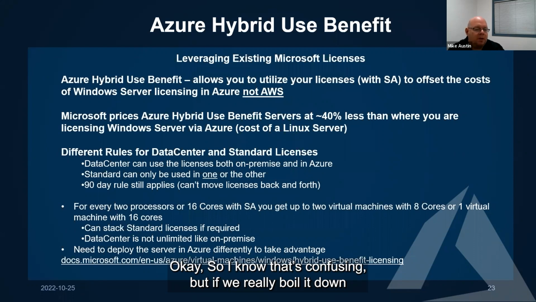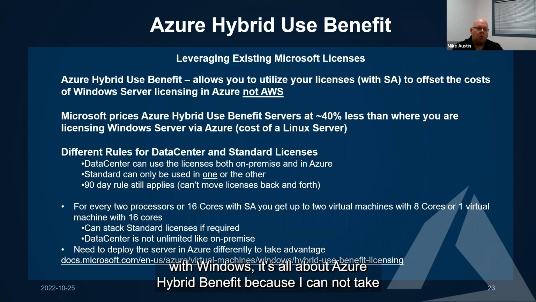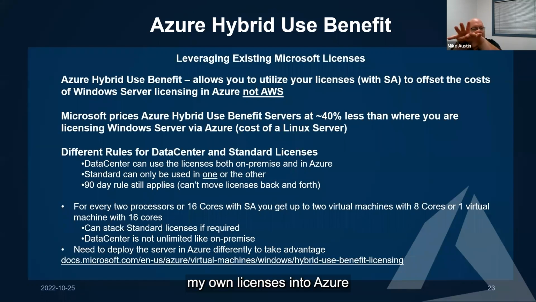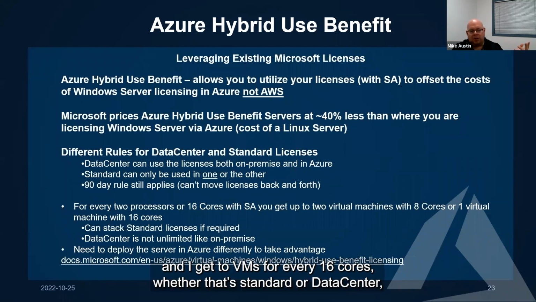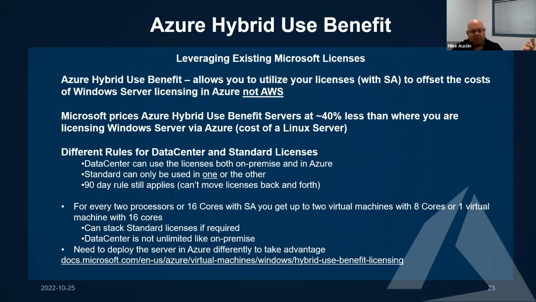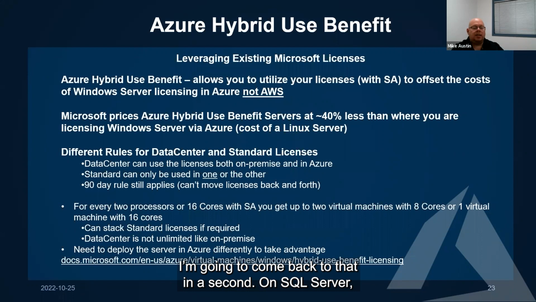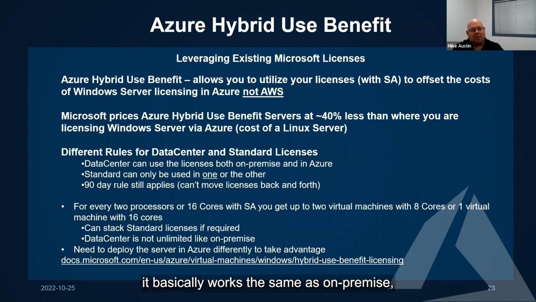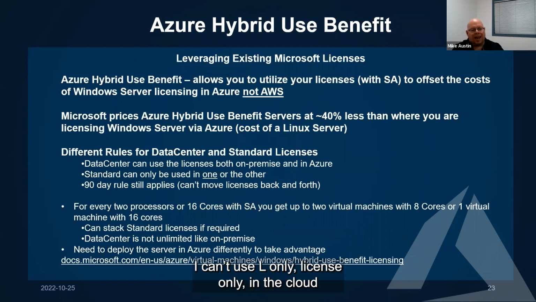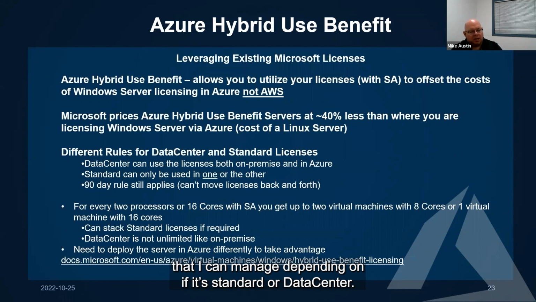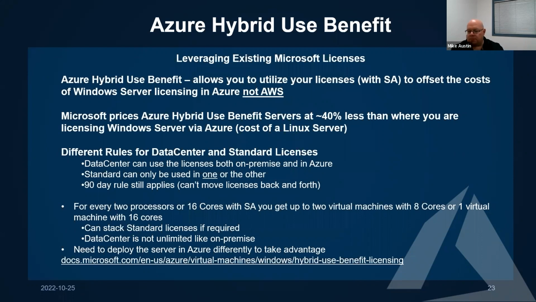Okay, so I know that's confusing, but if we really boil it down, with Windows, it's all about Azure Hybrid Benefit because I cannot take my own licenses into Azure, and I get 2 VMs for every 16 cores, whether that's Standard or Datacenter. And I'm going to come back to that in a second. On SQL Server, it basically works the same as on-premises. I just need to have Software Assurance. I can't use license only in the cloud or on Azure. With System Center, I get a number of VMs that I can manage depending on if it's Standard or Datacenter. Okay.